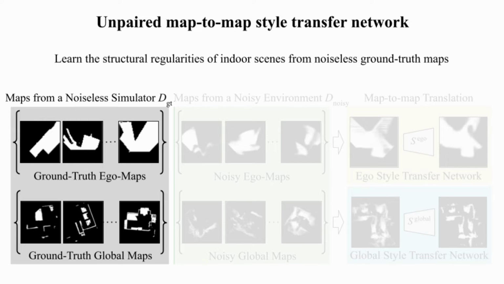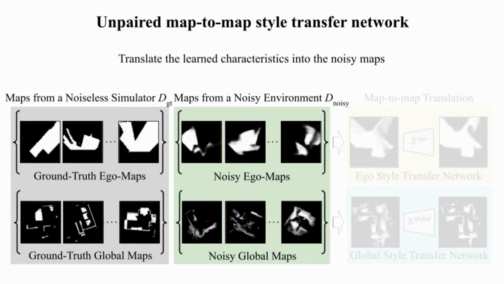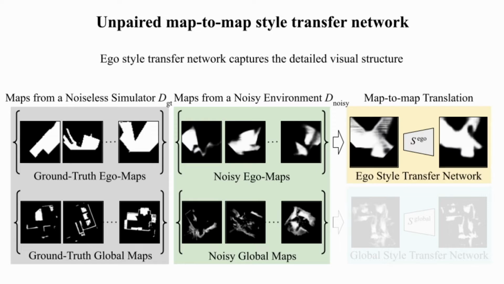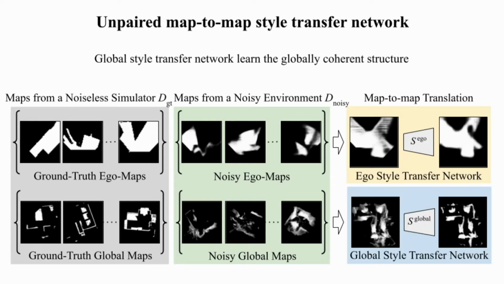The main goal is to learn the structural regularities of indoor scenes from the collection of ground truth maps, and translate the learned characteristics into the collection of noisy maps in the absence of paired data. So MoDA learns 2 map-to-map translation networks. First, the ego style transfer network to help the agent learn the detailed visual structure from the egocentric maps. Second, the global style transfer network to enforce the globally coherent structure over long horizon navigation.